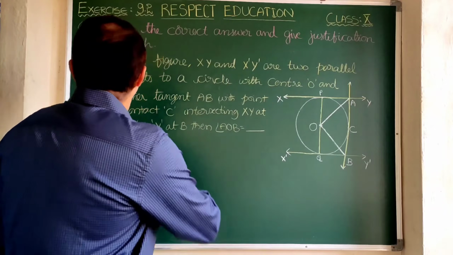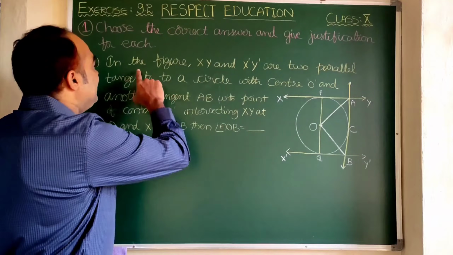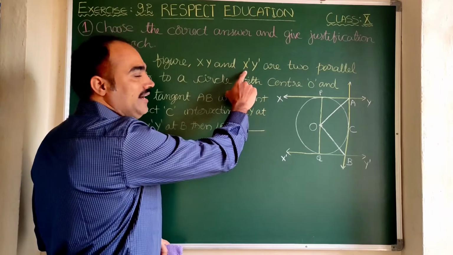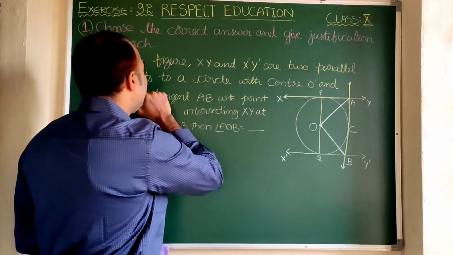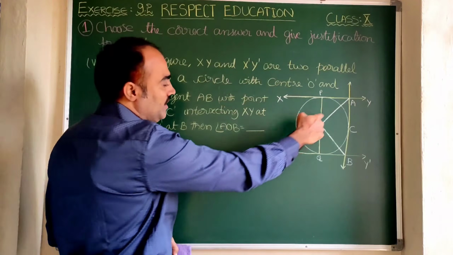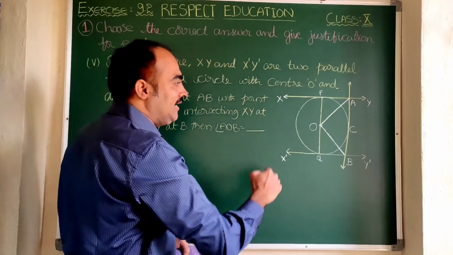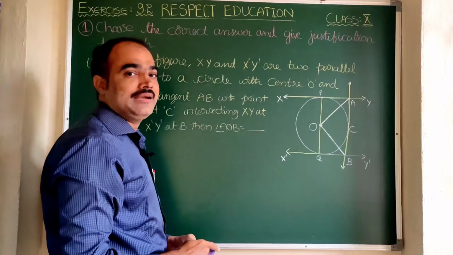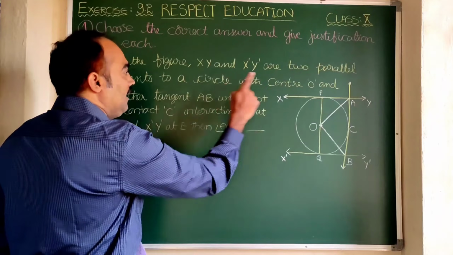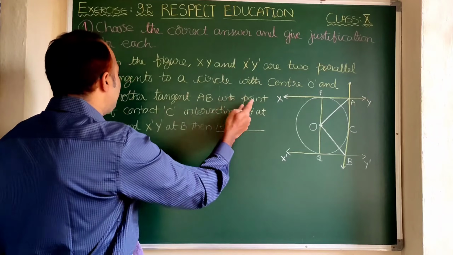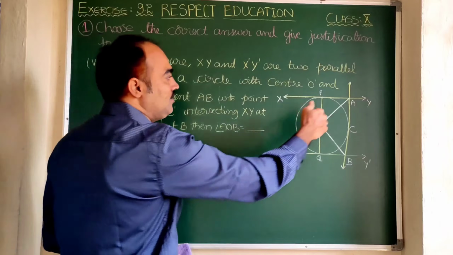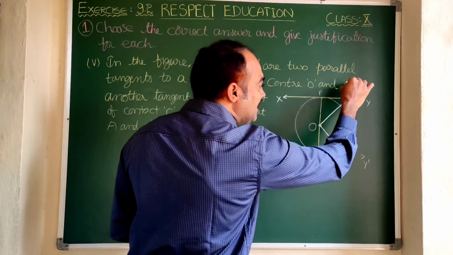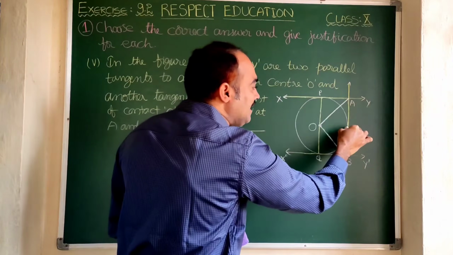Now we see fifth bit, that is in the figure. Here is the given figure. XY and X dash Y dash are two parallel tangents to a circle with center O. Here is the circle with center O, and if you observe XY and X dash Y dash, these are two parallel tangents, and another tangent AB with point of contact C. Here you see another tangent, this is AB whose point of contact is C. That means this tangent intersects the circle at C.